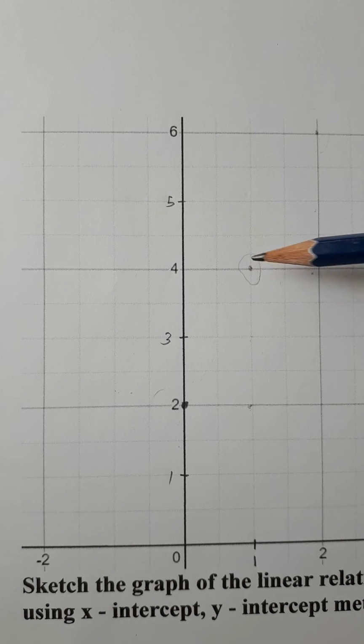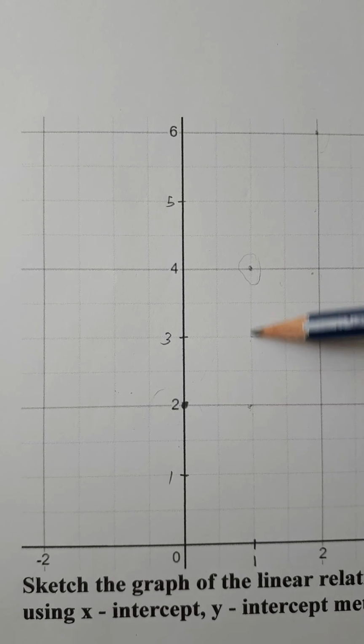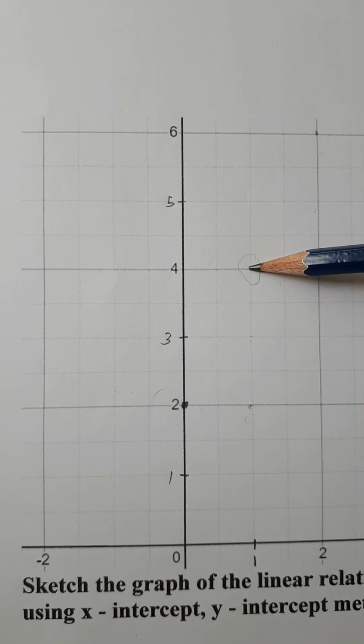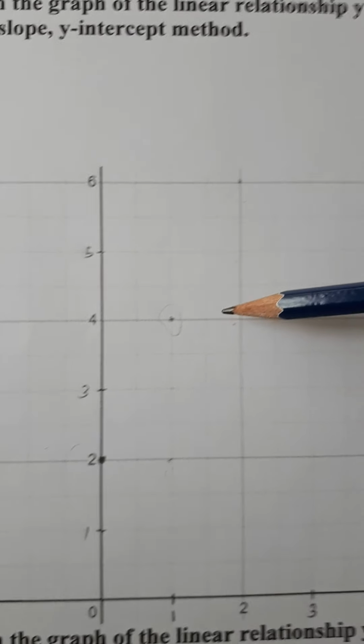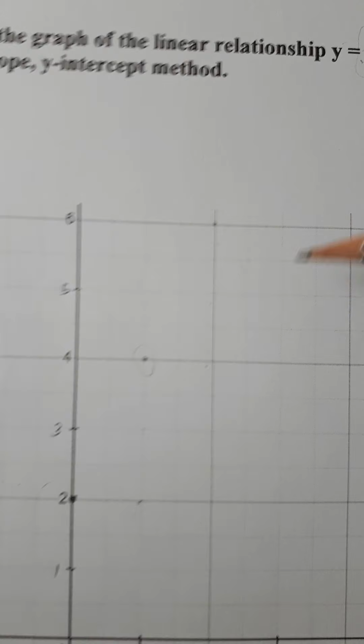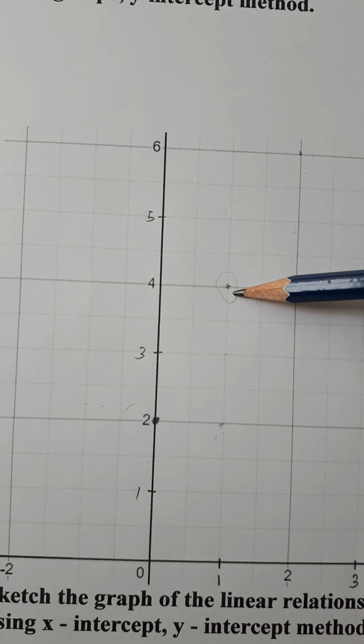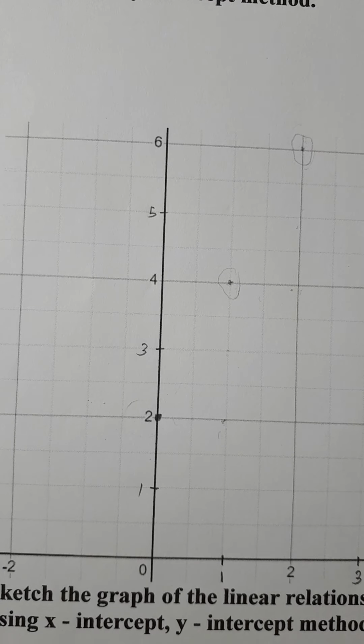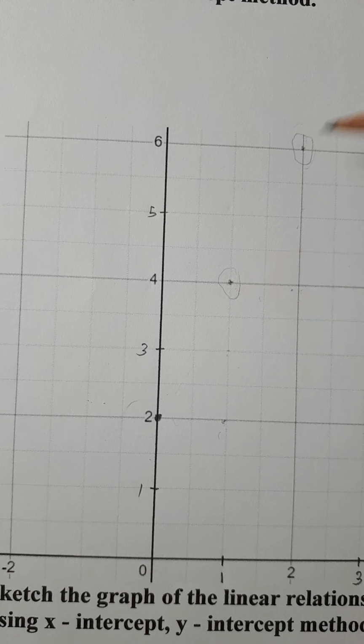So this is your next point. And to find another point, again you have to go 1 to the right, 2 up. So that's another point. Now you can take a ruler and draw a nice straight line through that.